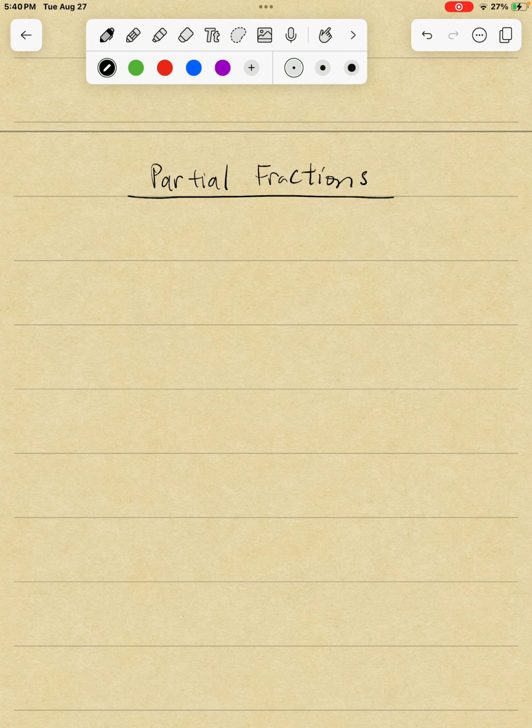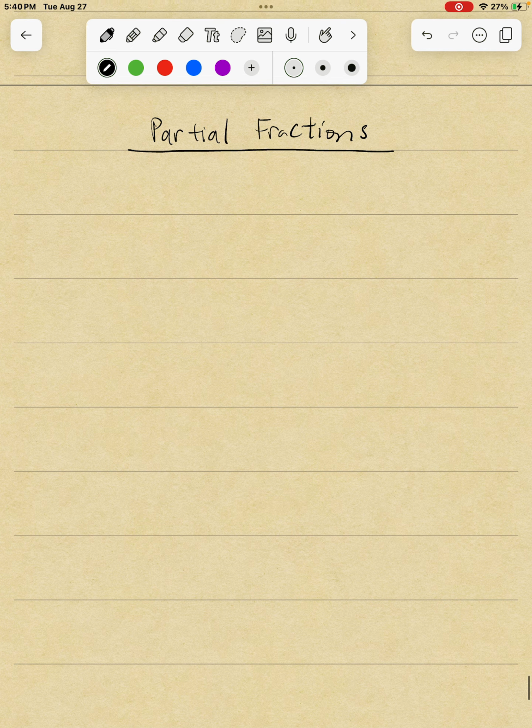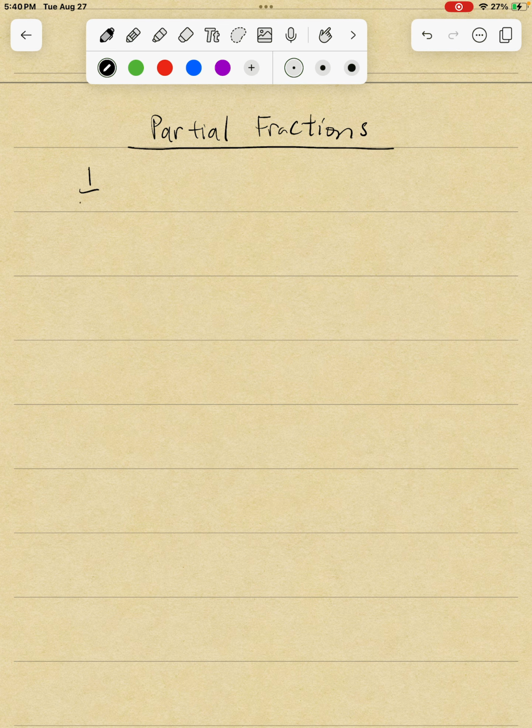The topic for this video is partial fractions. So partial fractions is basically about decomposing a rational function into a sum of two simpler rational functions. For instance, it's based on the idea that if you have 1/2 plus a third, it's equal to 5/6, right?